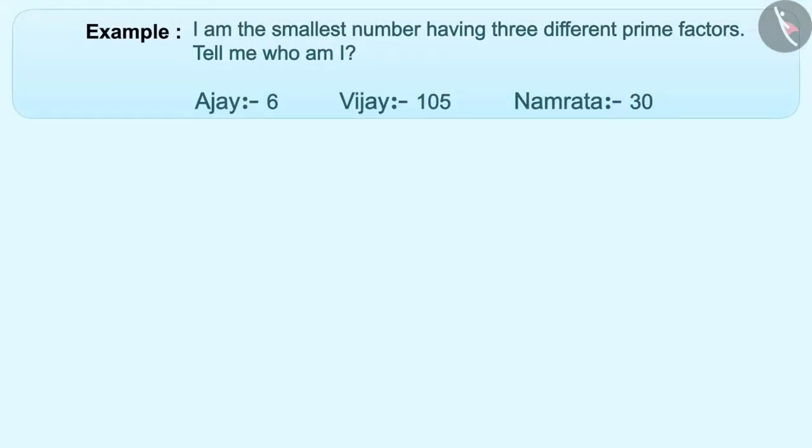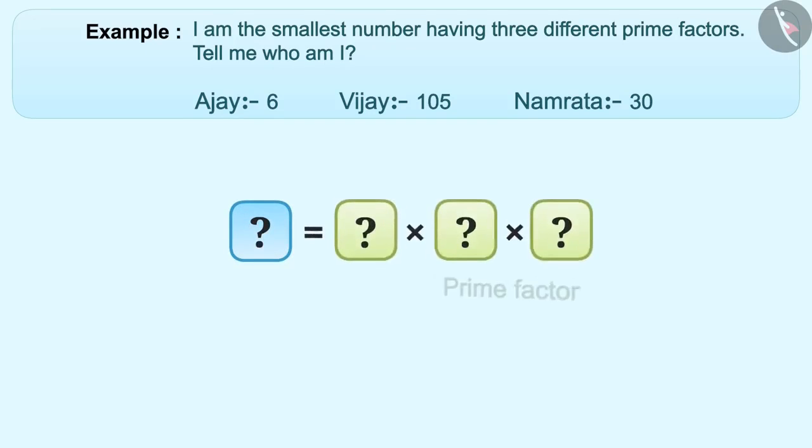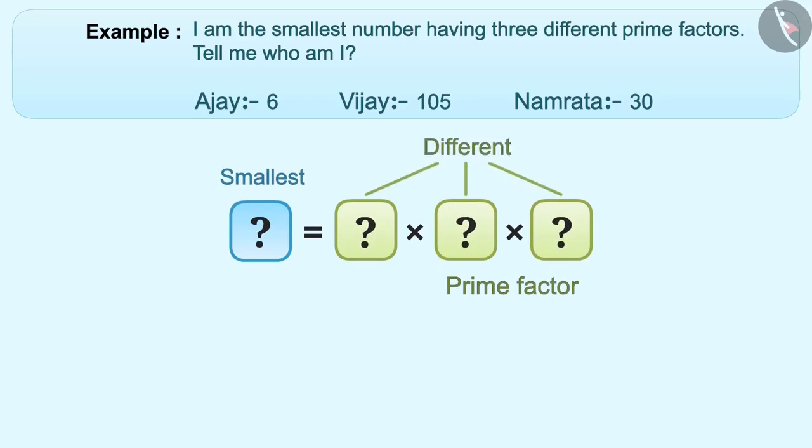Let's read the puzzle once again. I am the smallest number of 3 different prime factors. Tell me, who am I? That means we have to find out the smallest number with 3 different prime factors. Now, to find out the smallest number, the prime factors should be small. But they must be different at the same time.